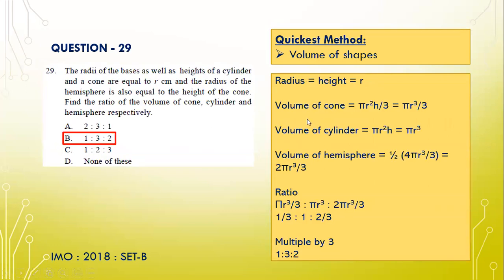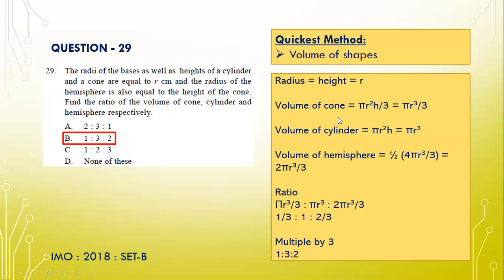Question number 29. The radii of the bases as well as heights of cylinder and a cone are equal to r centimeter, and the radius of the hemisphere is also equal to the height of the cone. Find the ratio of the volume of cone, cylinder, and hemisphere respectively. Now, radius is equal to the height, isn't it? Radius as well as heights of the cylinder and cone are r. So, radius is equal to height is equal to r.